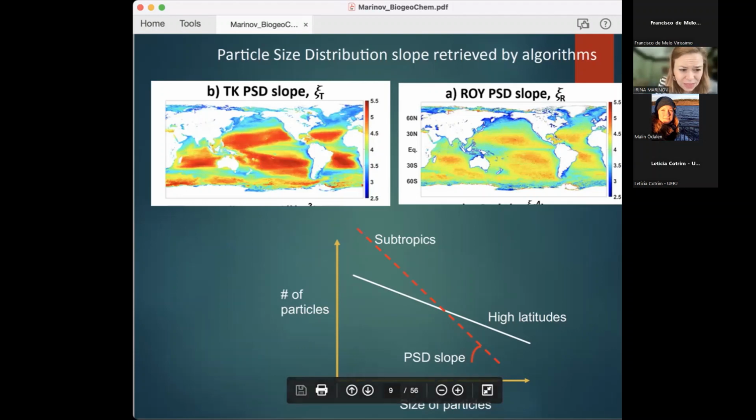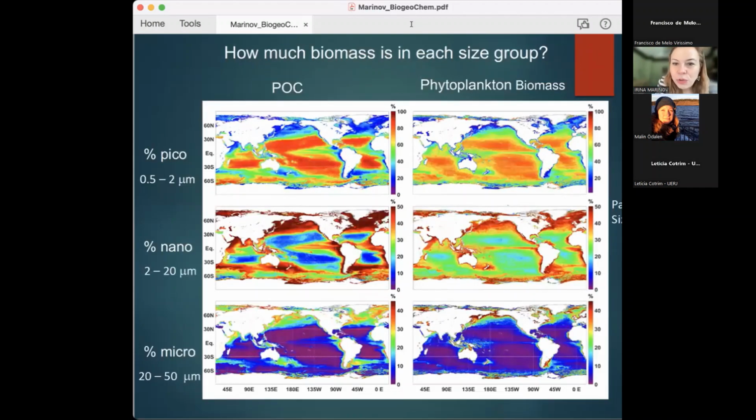Now, these slopes in the PSD slope get translated in these two codes into the total biomass in each, and the biomass of phytoplankton and particulate organic carbon in each of the size groups. And here I'm showing you the relative amount of phytoplankton biomass and particulate organic carbon biomass, the percent in each size group.